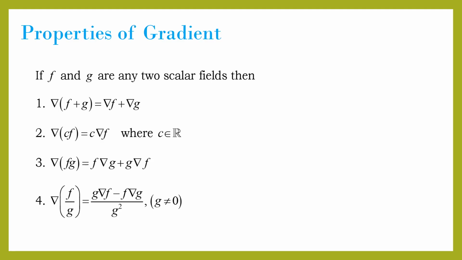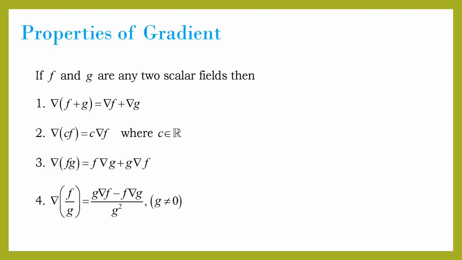The gradient of a scalar field satisfies a few properties. This gradient of a scalar field behaves like a derivative of a function of a single variable. If we take two scalar point functions f and g, we can observe the following properties of the gradient. The first property is del of f plus g equals del f plus del g.